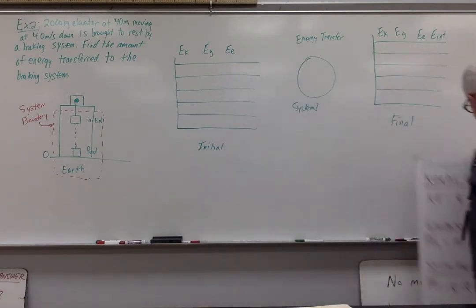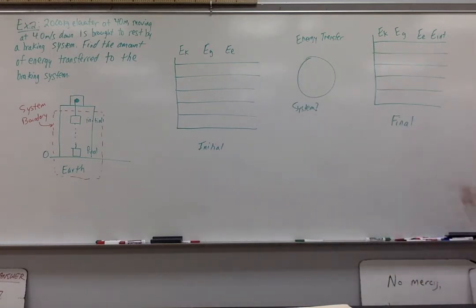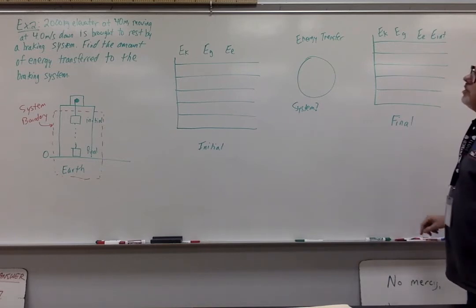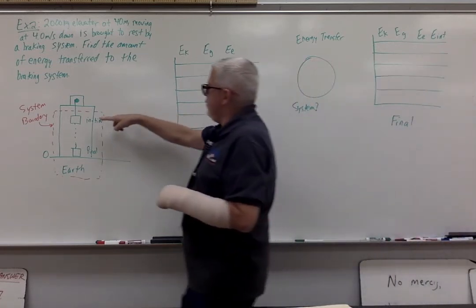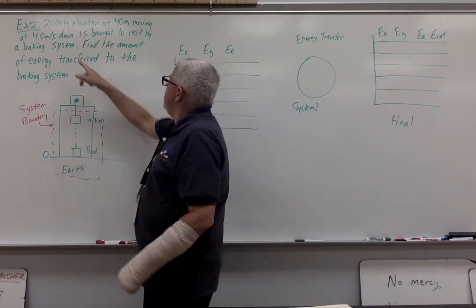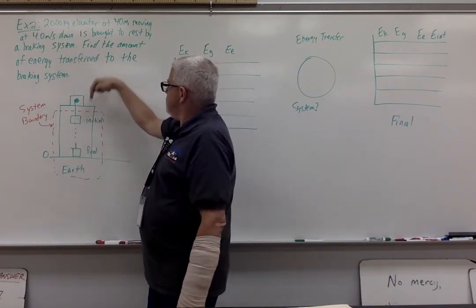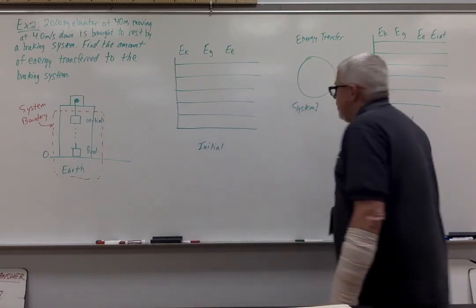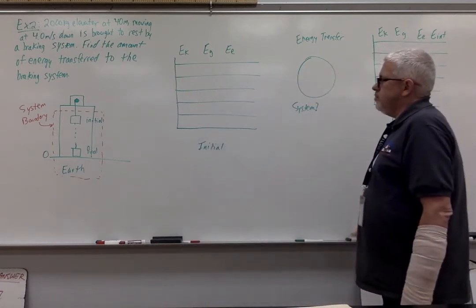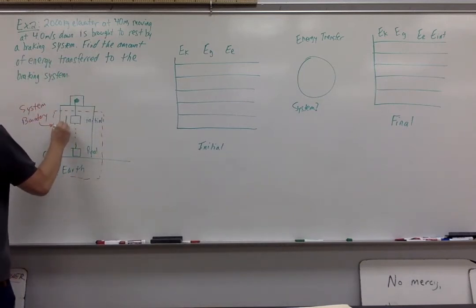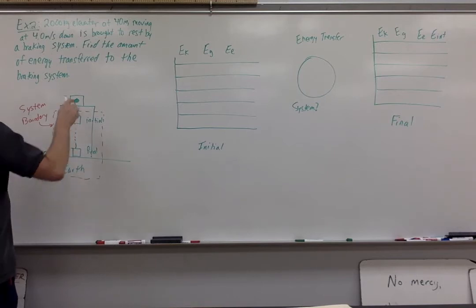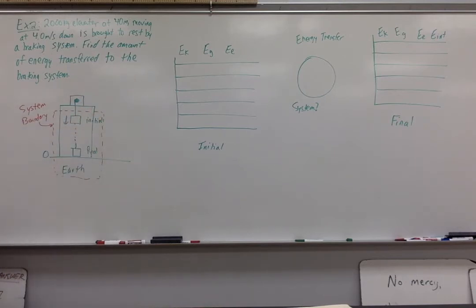Here's the example. We've got a 2,000 kilogram elevator at a 40 meter elevation above the ground. This is the zero height. And it's moving at 4 meters per second downward. And it goes down to the ground and is brought to a stop by a braking system. So this initial condition is moving down at 4 meters per second, and here it is stopped. You want to find the amount of energy transferred to the braking system.